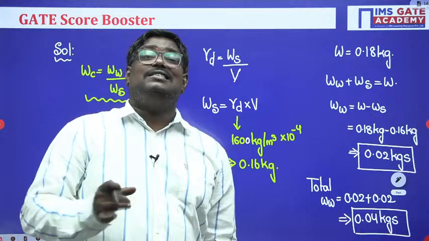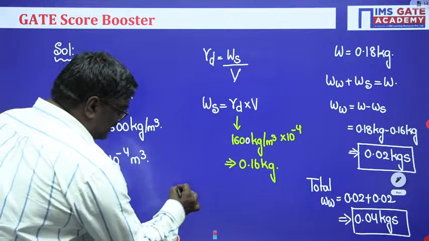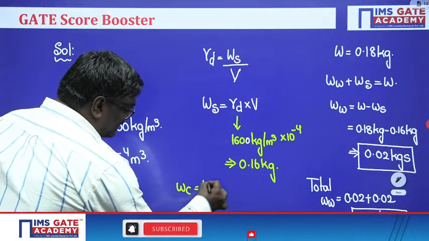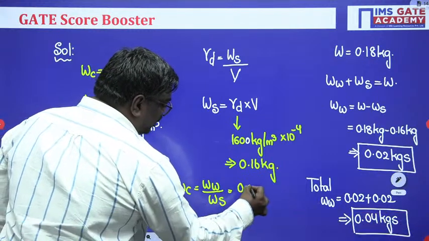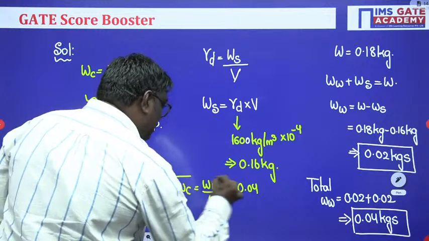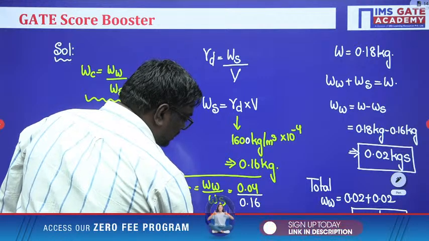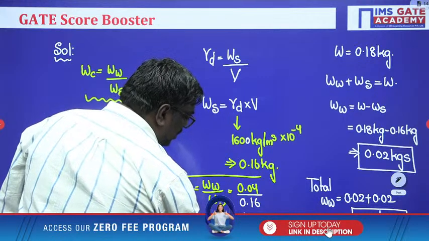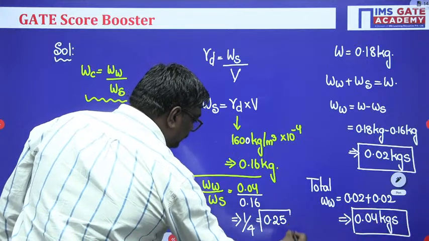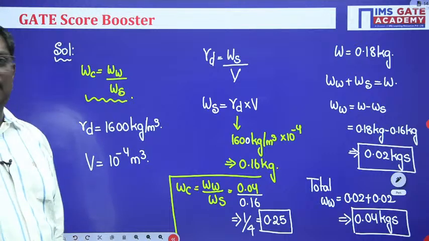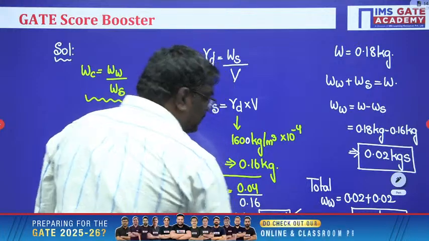0.04 kgs of water. Now, what is water content? We will solve here. What is water content, sir? Water content is nothing but weight of water by weight of solids. Weight of water is 0.04 and weight of solids is 0.16. So this will be equal to 1 by 4 and this value is 0.25. What is this value, sir? 0.25. So what is water content, sir? Water content is nothing but 0.25.